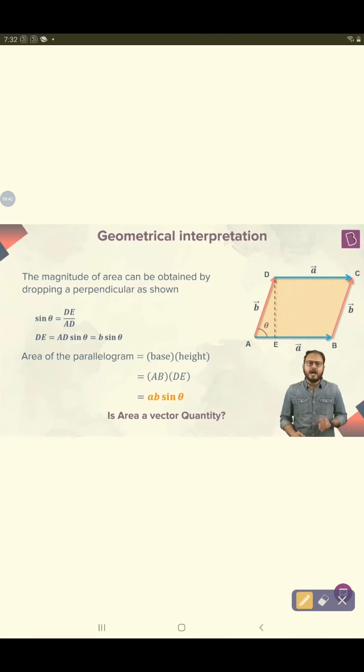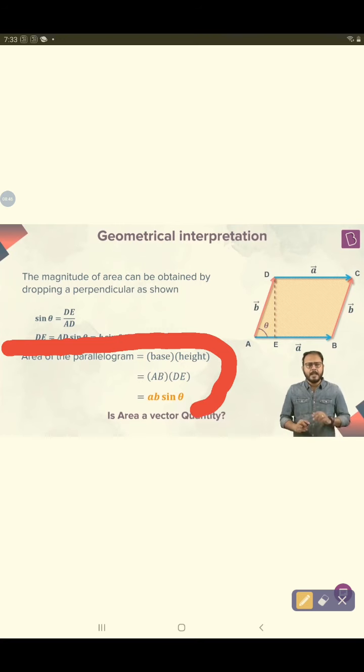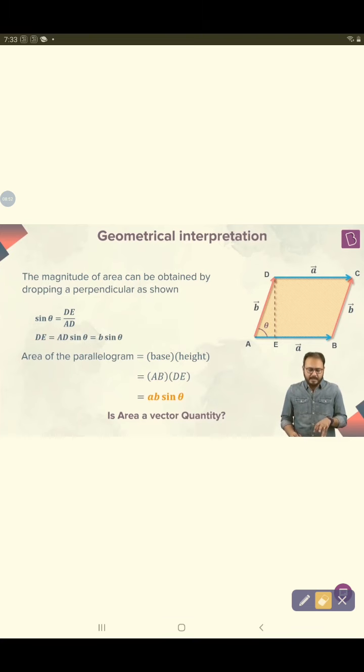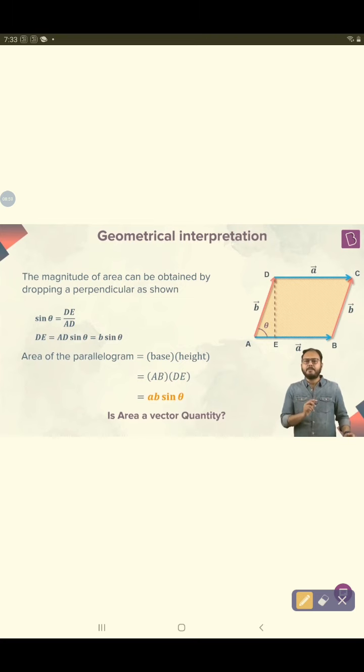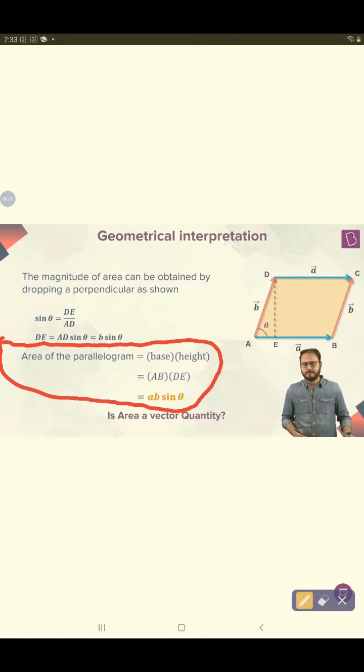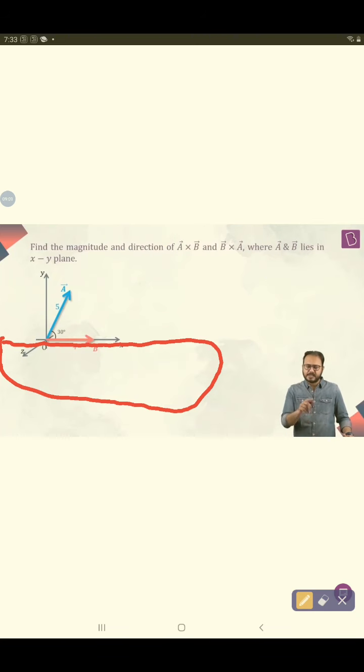A and B are two adjacent sides of a parallelogram. Angle is theta between them. Base into height, if I drop a normal from D point on the AB vector, E is the foot of the perpendicular, and by simple trigonometry, B sin theta is the height. So base is A, B sin theta. Area of the parallelogram is AB sin theta, which is a nice, tailor-made, customized expression for your cross product. Right? I will revisit this, don't worry.